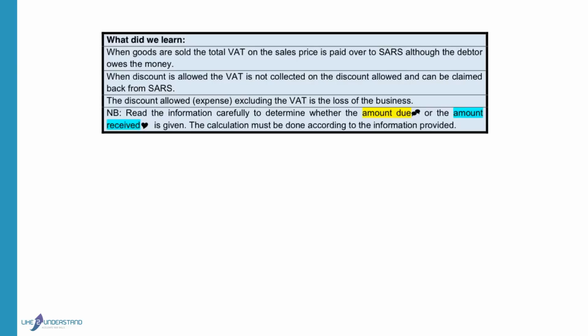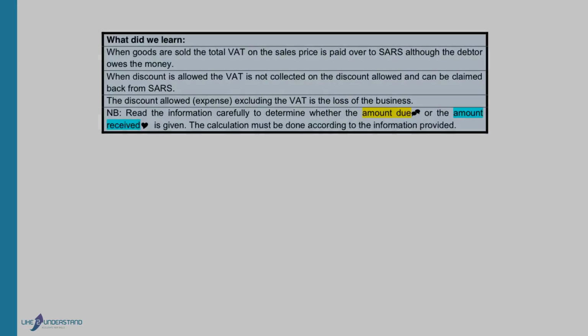The discount allowed account must always exclude VAT because the discount allowed is an expense, and all expenses will determine how much the profit or loss of the business will be. Read the information carefully to determine whether the amount due or the amount received is given, because the calculation is done differently according to the amount received or the amount that is due.